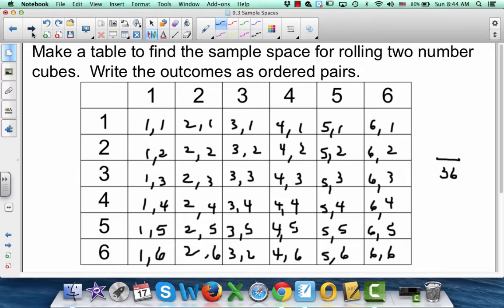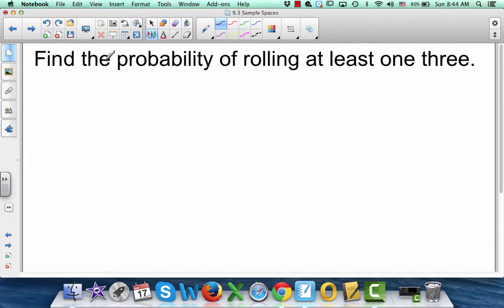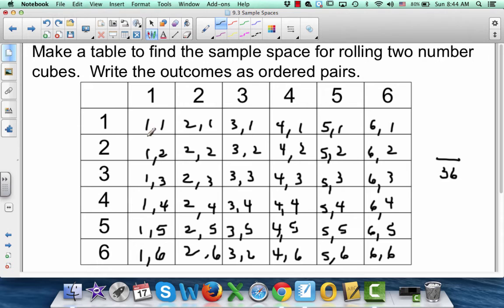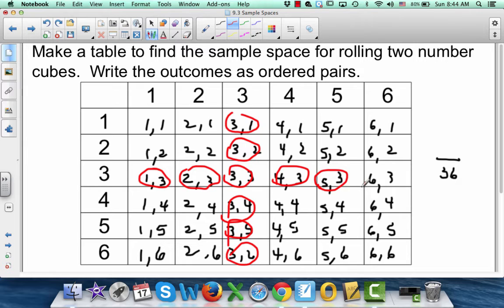And the question is, find the probability of rolling at least 1 3. So we look through here. Let's do this. There's 1. There's 1. Then we've got all these right here. And then we've got 1 here, and 1 here, and 1 here. So how many is that? Let's see. 1, 2, 3, 4, 5, 6, 7, 8. We've already counted this one. 9, 10, 11. So it's 11 out of 36.